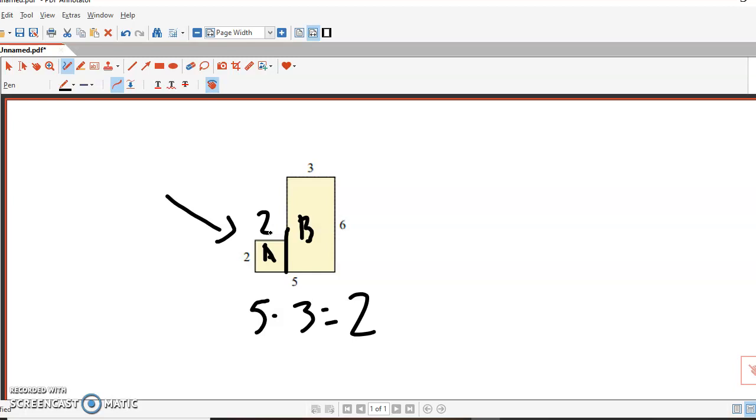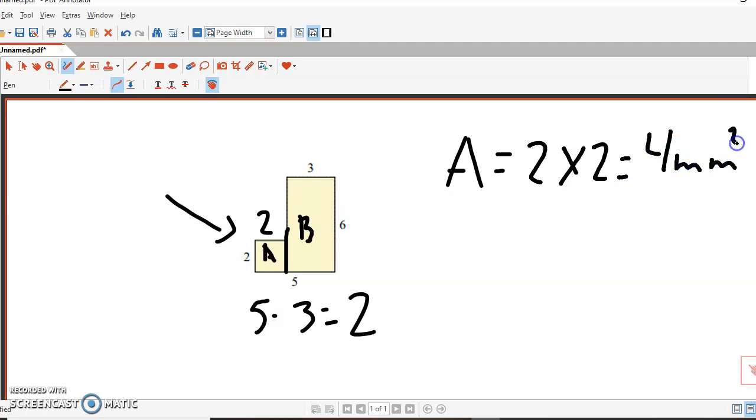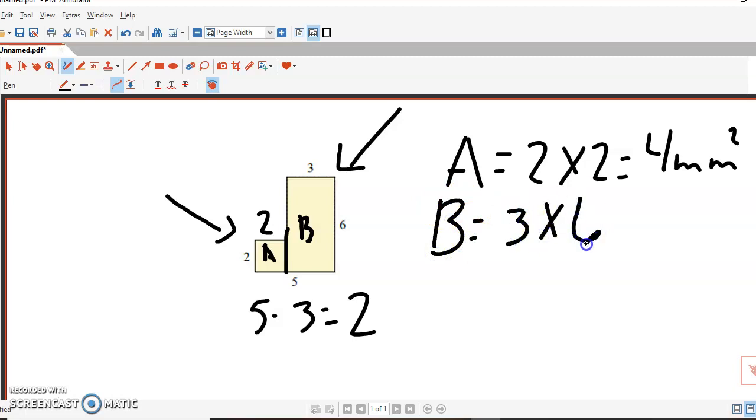So now I'm going to find the area of rectangle A. So 2 millimeters times 2 millimeters equals 4 millimeters squared. So now I'm going to find the area of polygon B. So I'm going to multiply 3 times 6, 3 millimeters times 6 millimeters, so that would be 18 millimeters squared.